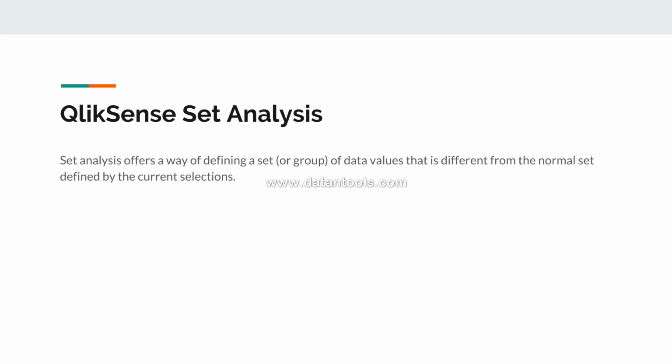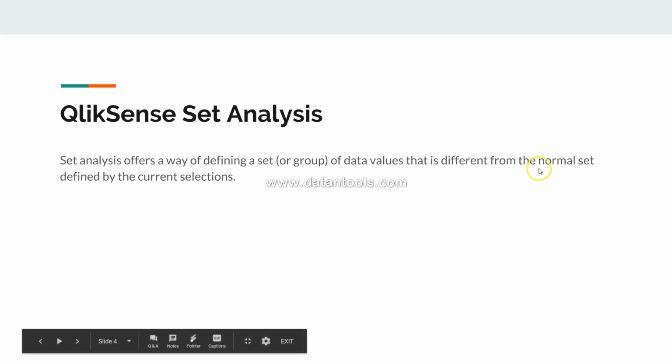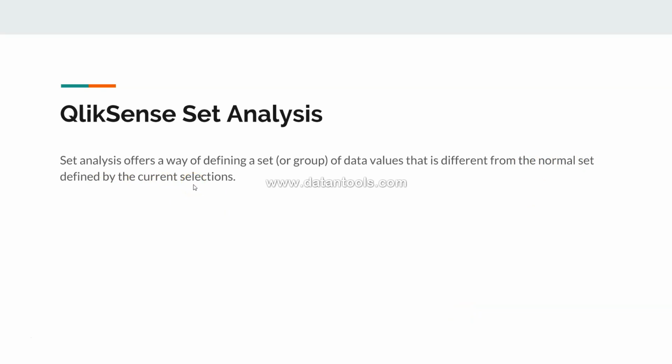Set analysis offers a way of defining a set or group of data values that is different from the normal set, the one defined by the current selection. I know for a beginner this is confusing, so let's break it apart. First of all, the normal set defined by the current selection is the default state of the expression. If you have seen my previous videos, we have used expressions like sum of sales, sum of profit, and so on and so forth.